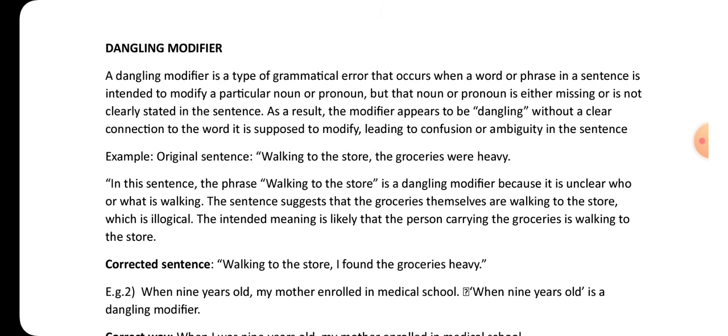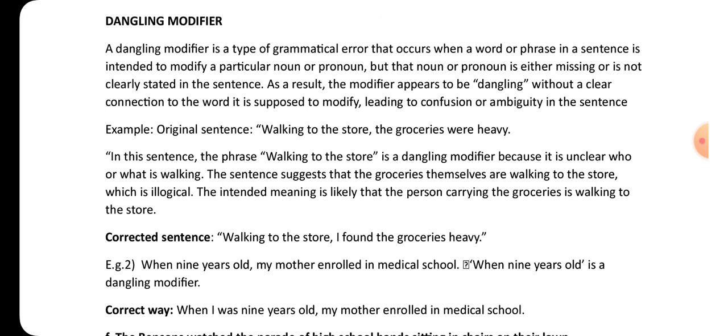So in the sentence, the phrase "walking to the store" is a dangling modifier, because it is unclear who or what is walking. The sentence suggests that the groceries themselves are walking to the store, which is illogical. The intended meaning is likely that the person carrying the groceries is walking to the store.